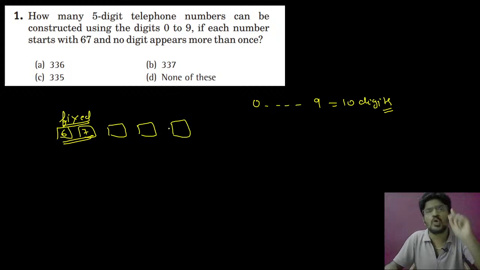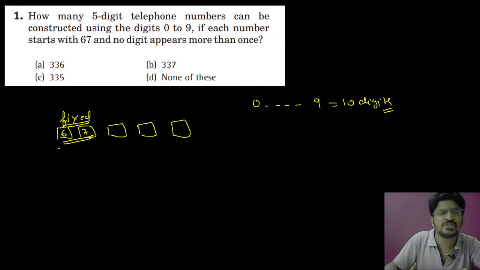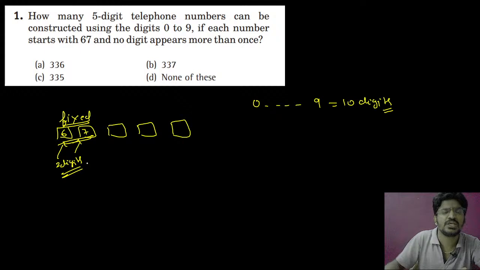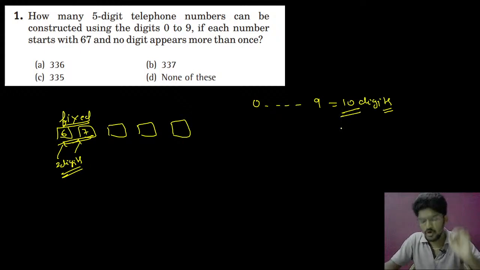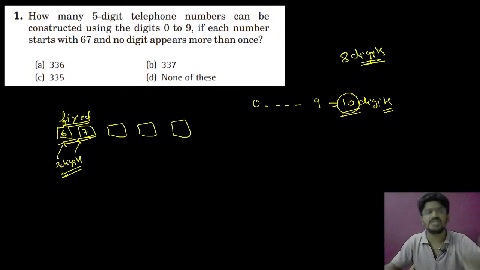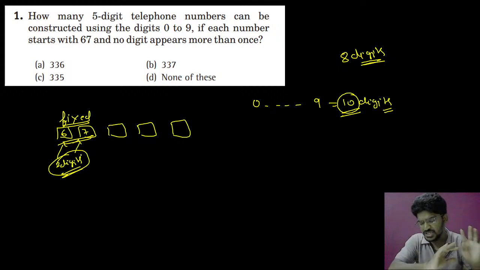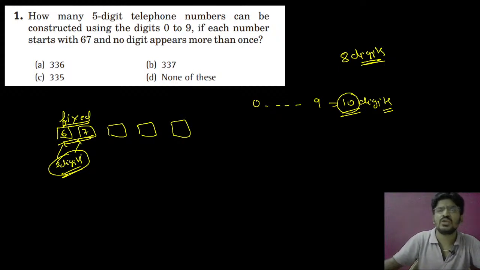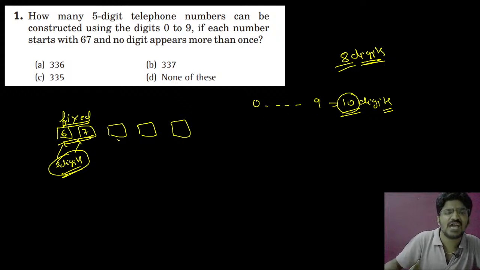Now they are telling no digit appears more than once. That means already 2 digits are used here, out of 10. So how many are remaining in this 10? Now we are remaining with only 8 digits, because we can't repeat the digits. That's why 2 are already used and fixed there. So now we are only remaining with 8 digits.